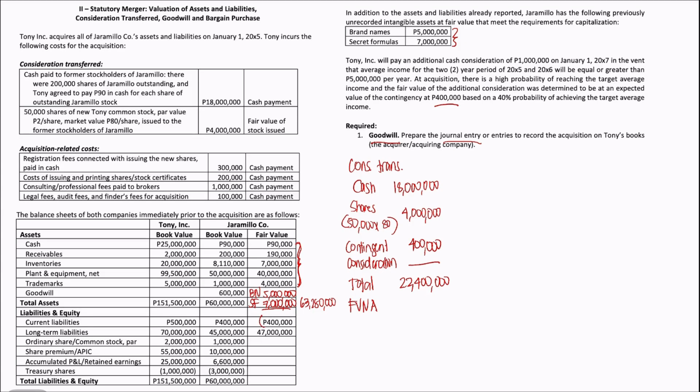And then we deduct the liabilities, minus 400,000 and minus 47 million from the 63,280,000 to get the fair value net assets of 15,880,000. 22,400,000 minus 15,880,000. Goodwill amounts to 6,520,000.